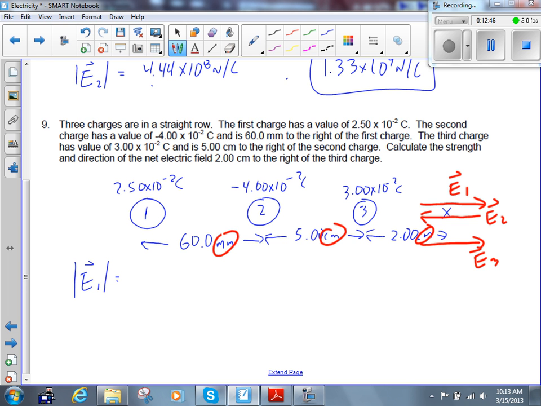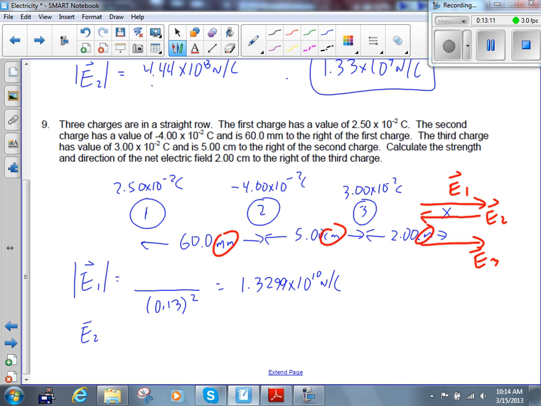Good. 60 millimeters is 0.06 meters, plus 0.05 meters, plus 0.02 meters is 0.13 meters. So our distance here is going to be 0.13 meters. When we do the math on that, it works out to be 1.3299 times 10 to the 10 newtons per coulomb.